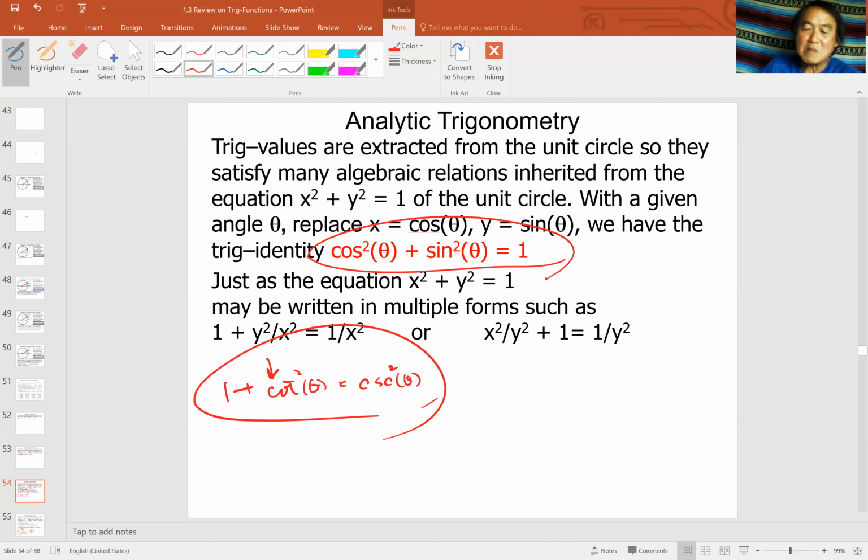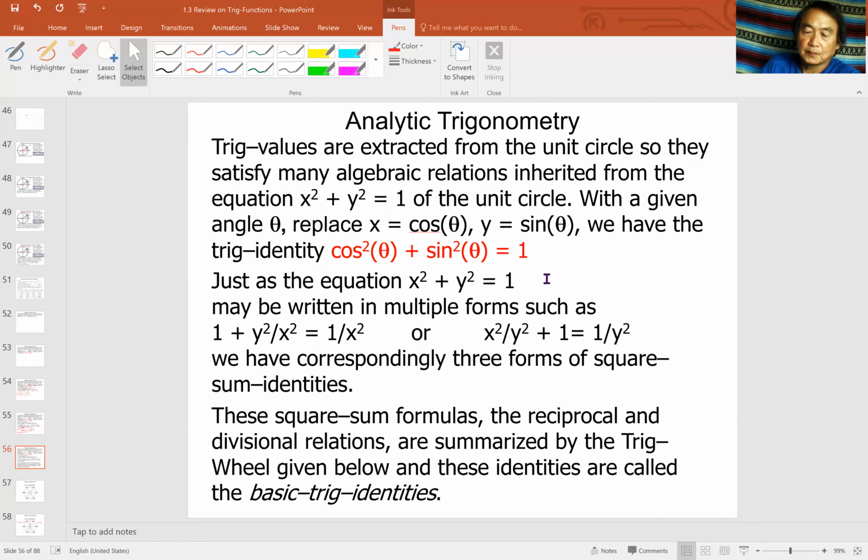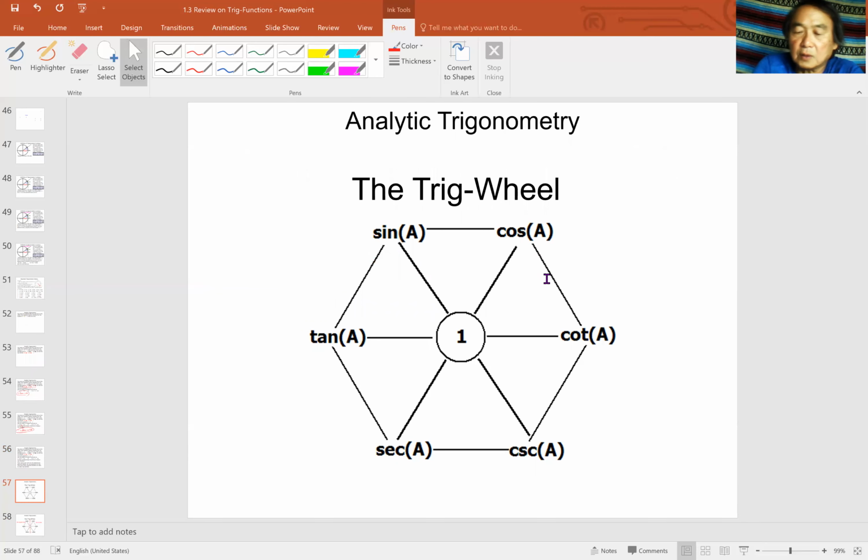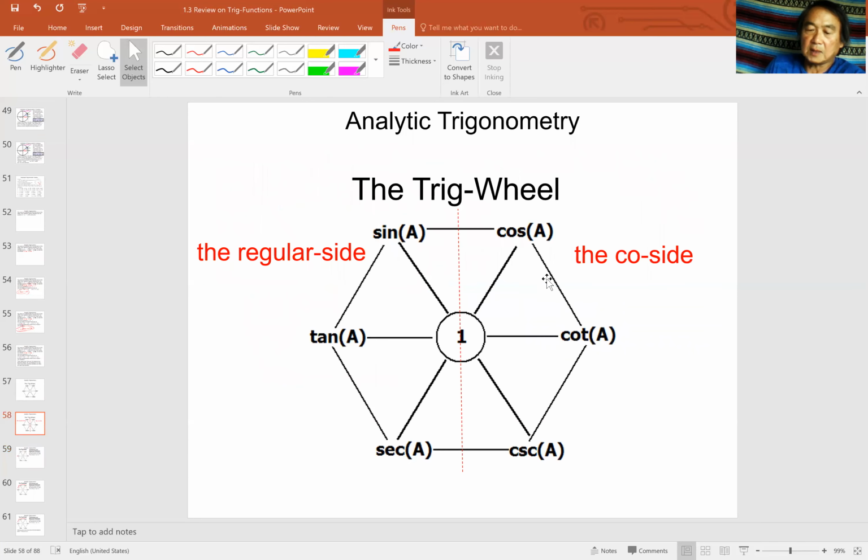How do we remember them? Here's a trick: the trig wheel. It has two sides, the regular sides and then the cosides. Sine, cosine, tangent, cotangent, secant, cosecant.